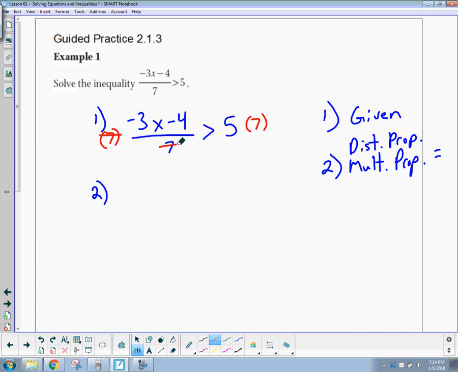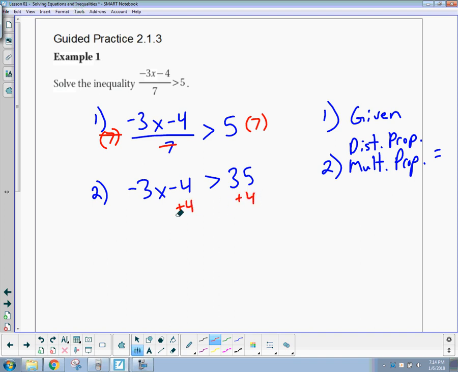Bring down your leftovers. 5 times 7 is 35. And check, the fact that I multiplied, do I need to flip my sign? 7 is positive, so the answer would be no. Okay, moving on. The x's are already on the one side, so we're just going to add the 4. Since it's being subtracted, we're going to add 4.